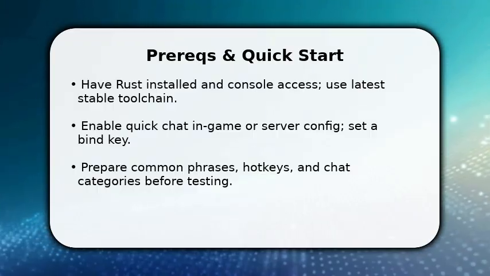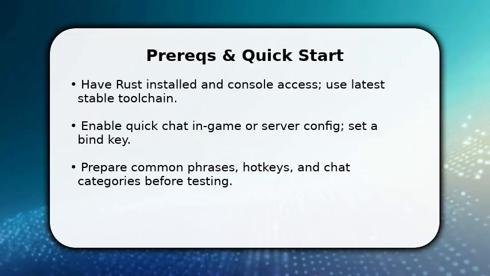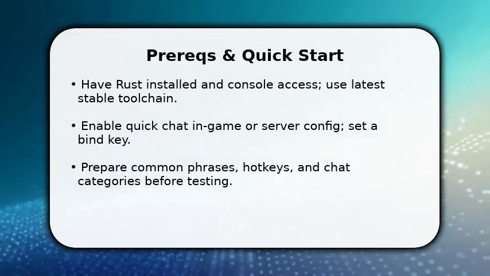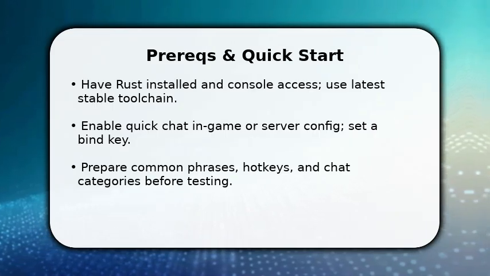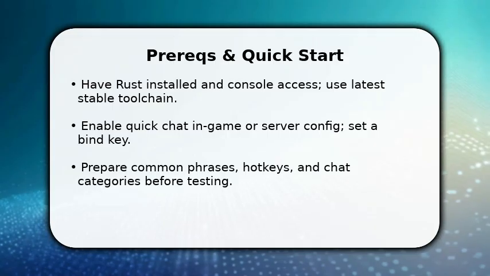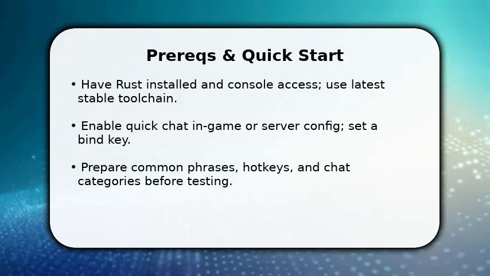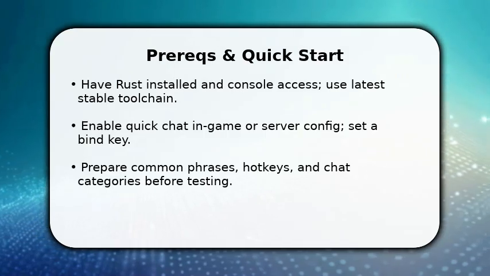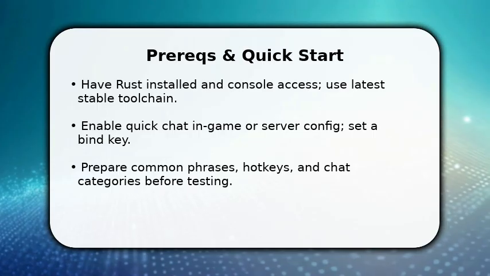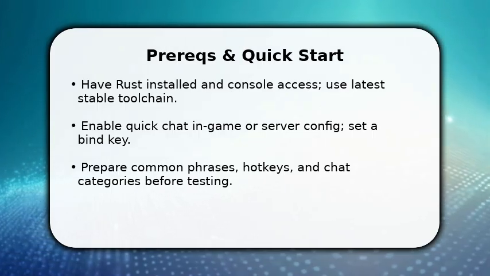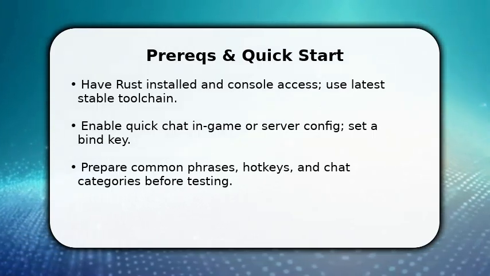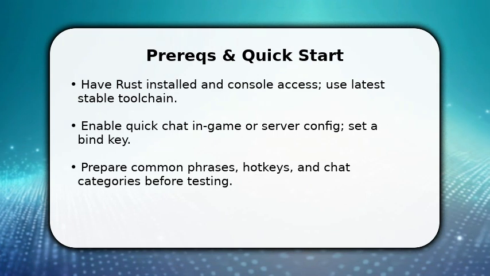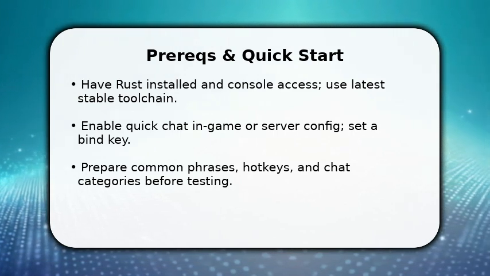You begin by confirming prerequisites: Rust client, console access, and permission to change binds. This prevents surprises later. Once done, open the console and enable quick chat features, toggle the setting or load the plugin, then assign a concise bind key for your primary wheel. You should also create a short list of common phrases, categorized by urgency and team use, so you can populate slots quickly. This saves time in pressure situations and streamlines testing right away.